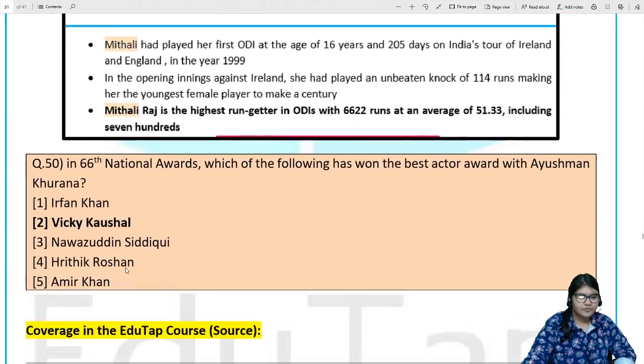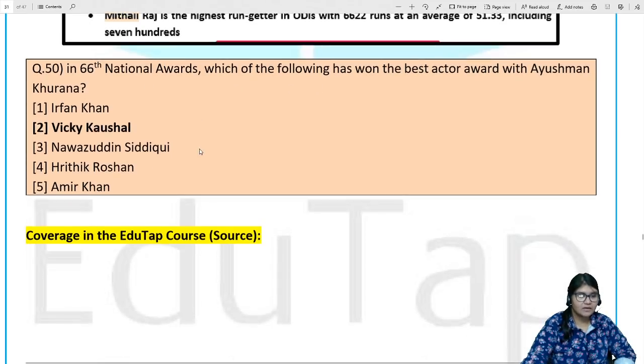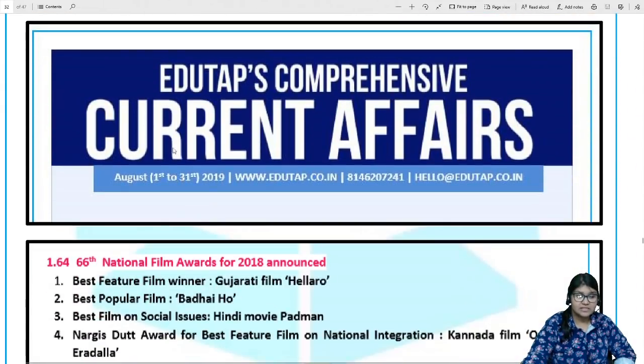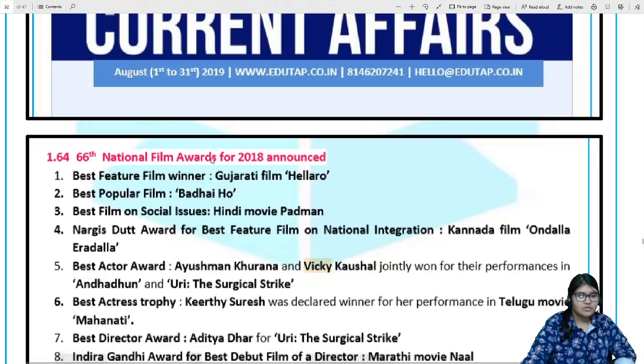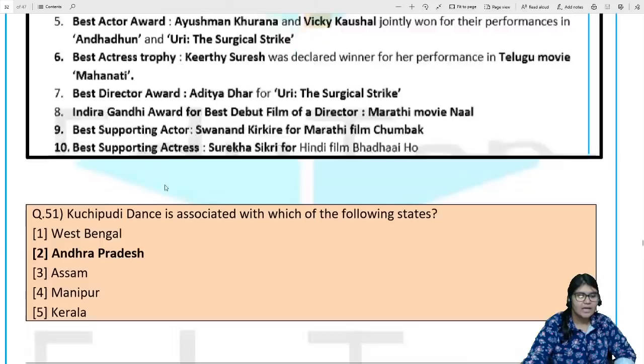So next, if you go to the 50th one, in 66th National Awards, which of the following has won the Best Actor Award with Ayushmann Khurrana? So along with Ayushmann Khurrana, there was one other acclaimed actor who was given this particular award. It is Vicky Kaushal. So here again, this particular news came in the month of August, and the same has been covered in the magazine by EduTap. So you can see here very clearly the 66 National Film Awards were announced, and these were the winners. And clearly it is written Best Actor Award, Ayushmann Khurrana and Vicky Kaushal for Uri, right?